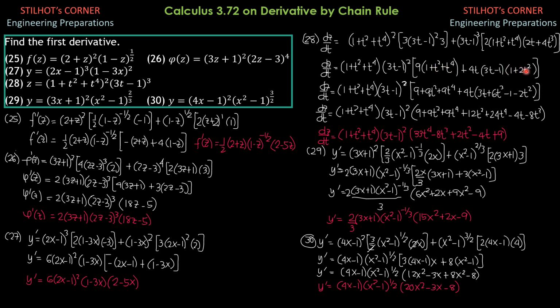Simplifying this, we have to copy this first, then we have to distribute 9 plus 9t squared plus 9t to the fourth, then plus 40. Let's expand the product of these two expressions. So 3t times 2t squared is 6t cubed. Negative 1 times 1, negative 1. Negative 1 times 2t squared is negative 2t squared.